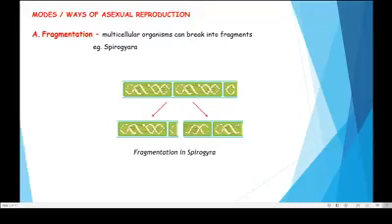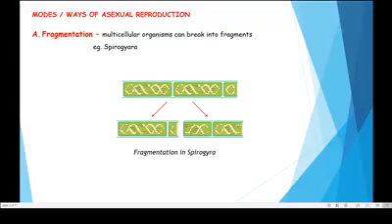The first mode of asexual reproduction is fragmentation. This is an example where one organism directly gives birth to a new organism. Fragmentation generally occurs in multicellular organisms, which can break into fragments or small pieces due to one reason or another.